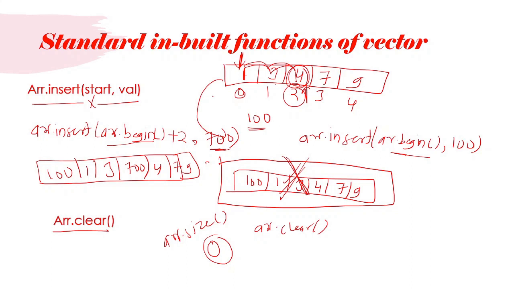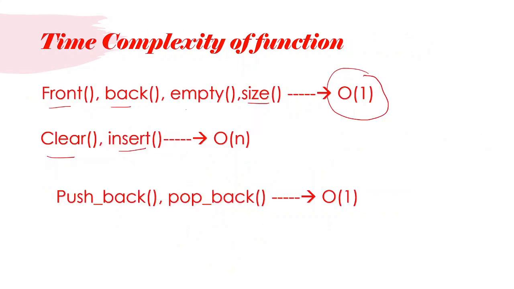In the worst case, there might be a possibility that we need to insert an element at the end. So I need to travel from the beginning till the end. Isn't it that I'm moving n steps ahead? This is the reason why the time complexity of insert is big O of n, because in the worst case we may need to move from one position till the last.